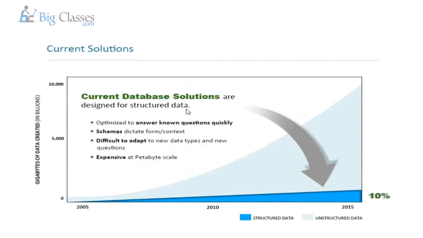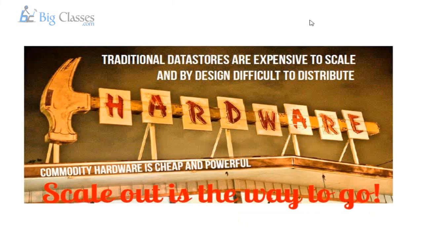Current databases are designed only for structured data, optimized to answer your questions quickly, and they are schema oriented, right? Without having a schema, you will not be able to process your data, and it is also expensive at petabyte scale. So these are the problems with the current database solutions. And one more thing, traditional databases are expensive to scale and difficult to distribute as well.